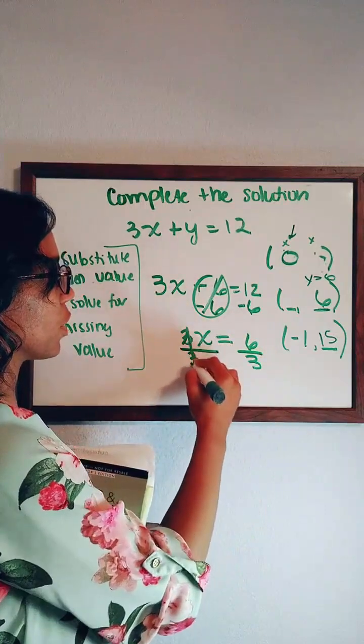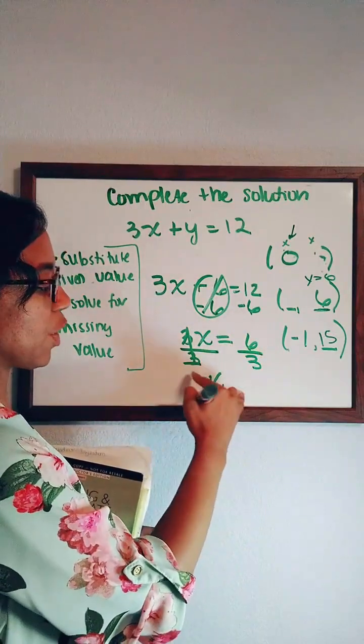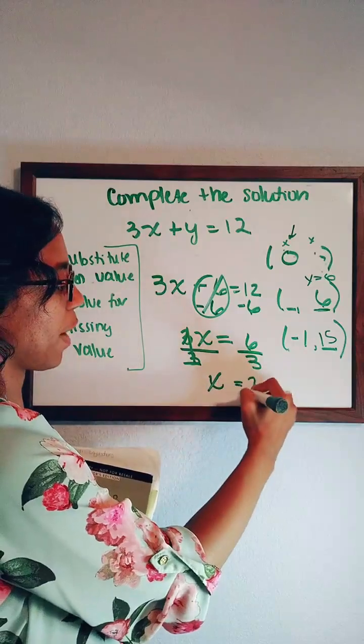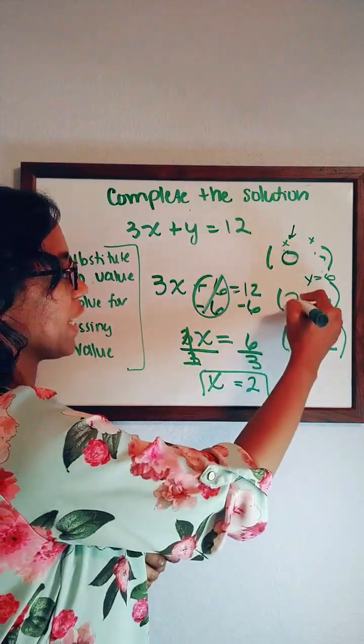This is going to reduce down to a 1, and I don't have to write it. X is equal to 6 divided by 3, which is 2, so that gives me that value right there.